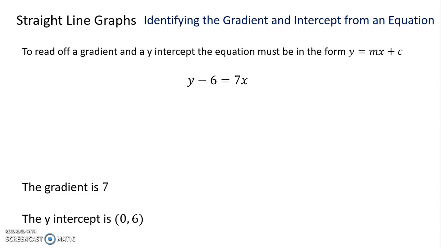Okay, so for this one, we are just going to need to add 6 to both sides. And that's going to give me y equals 7x add 6. And from there, I can directly read off that the gradient is 7 and the intercept is 0, 6. By the way, when you are asked for the y-intercept, you shouldn't just be writing 6. If you're asked for the coordinates of the y-intercept, you do need to say 0, 6.